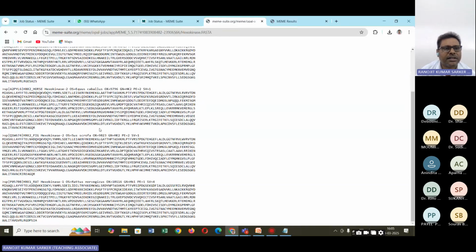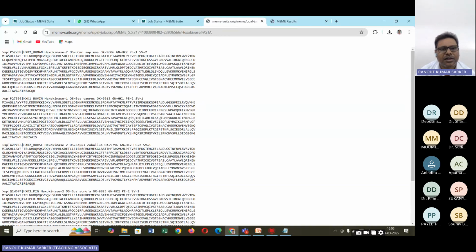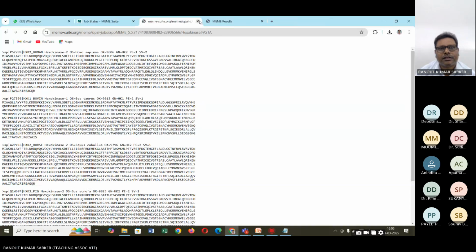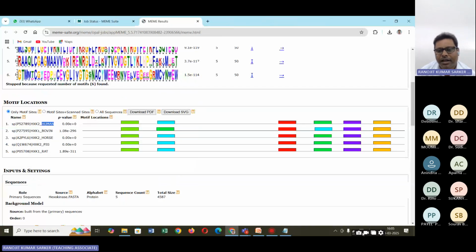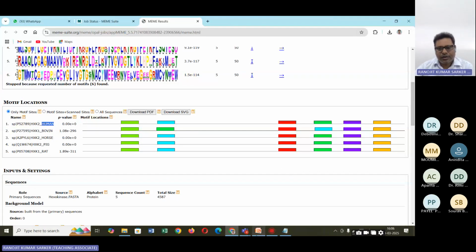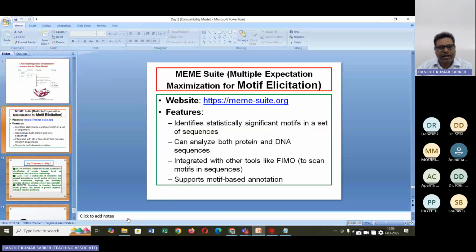So these are the sequences we have used. These are the outputs of MEME Suite. If you have any sequences, you can predict their output. If you have any questions, you can ask me.